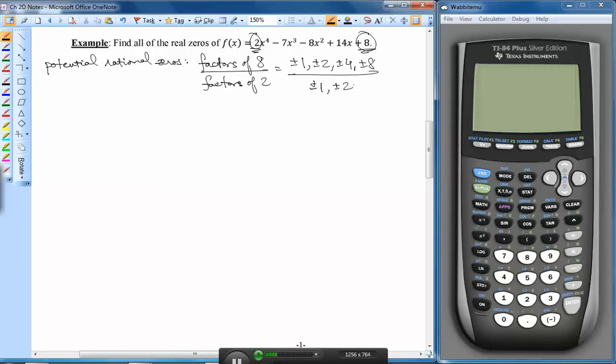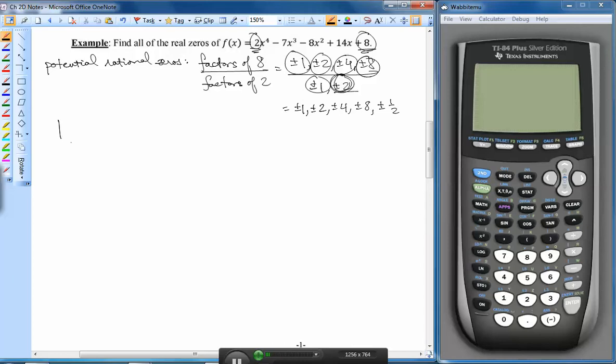And then if I list those off, there's a lot of them here. So I could get 1, I could get 2, I could get 4, I could get 8 if I'm just dividing everything by 1. Or I could get 1/2 if I divide the 1 by 2. I could get 2 over 2, which is just 1. That's already covered. 4 over 2 is 2, that's already covered. And 8 over 2 is 4, that's already covered. So there are 10 options to test there. And you could try testing them until you find the ones that work and the ones that don't work, but that's going to take a long time.